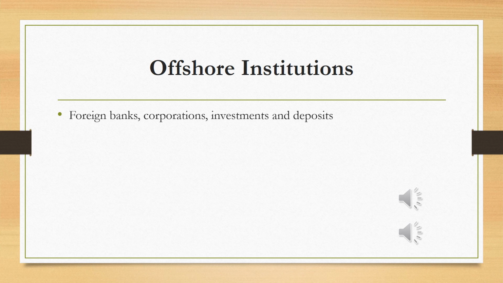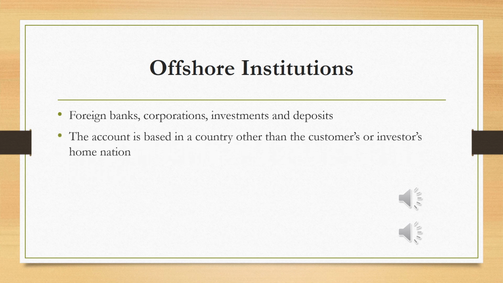Some companies may legitimately move offshore for the purpose of tax avoidance or to enjoy relaxed regulations. Offshore financial institutions can also be used for illicit purposes, such as money laundering and tax evasion. However, it should be noted that the illegality is not in having an offshore account, but in hiding it. So an offshore account is one that is based in a country other than the customer's or investor's home nation.